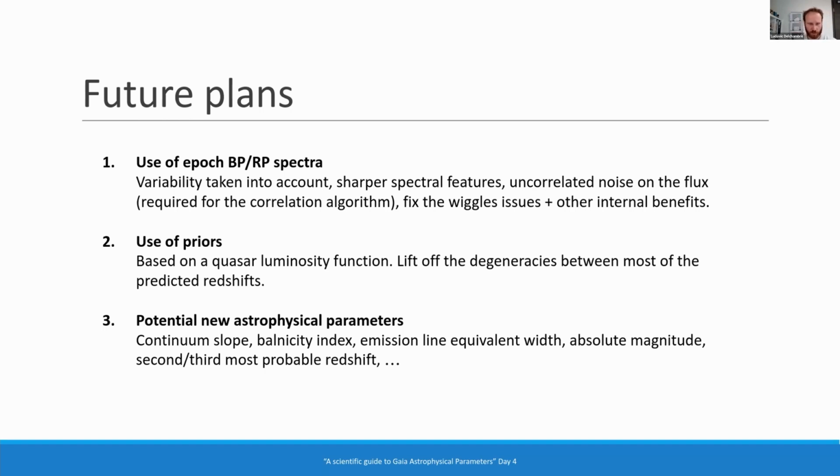So we are doing some validation now just to see if it's worth the pain, if we can actually derive them. This means the continuum slope, the baldwin index, the emission line total equivalent width, absolute magnitude, maybe the second or third most probable redshift. And that's all.